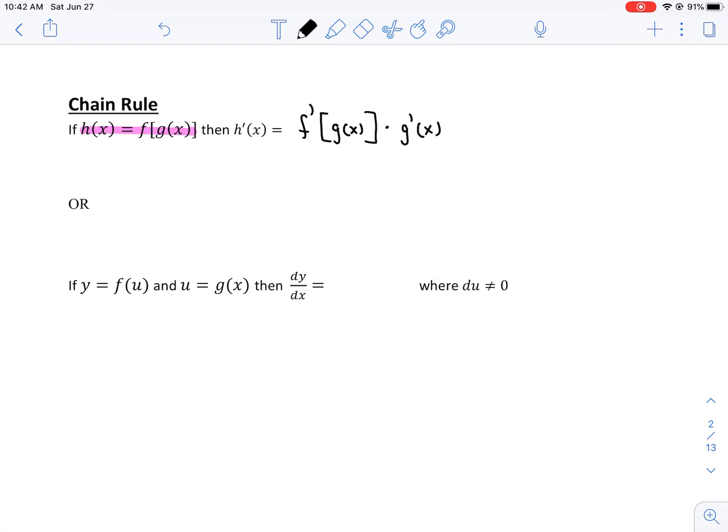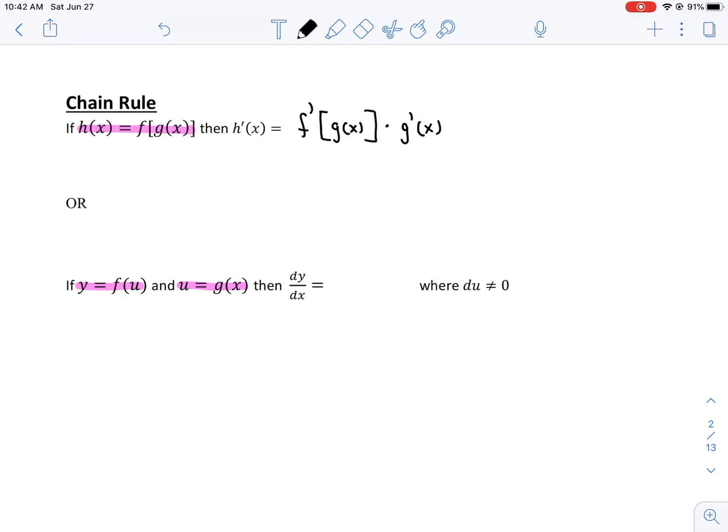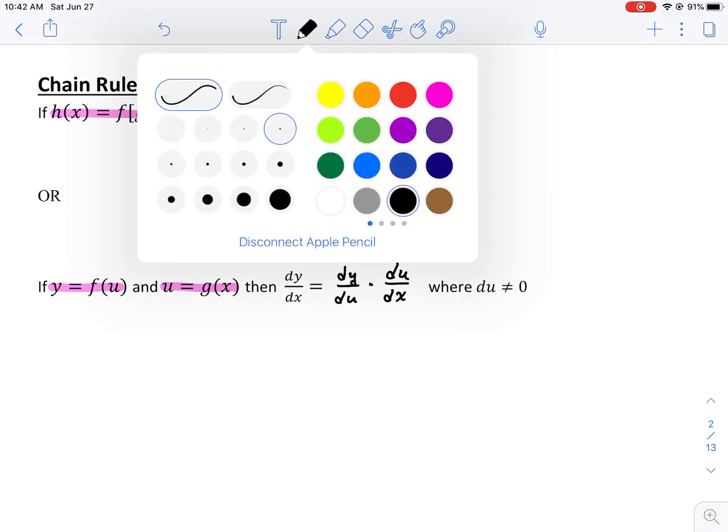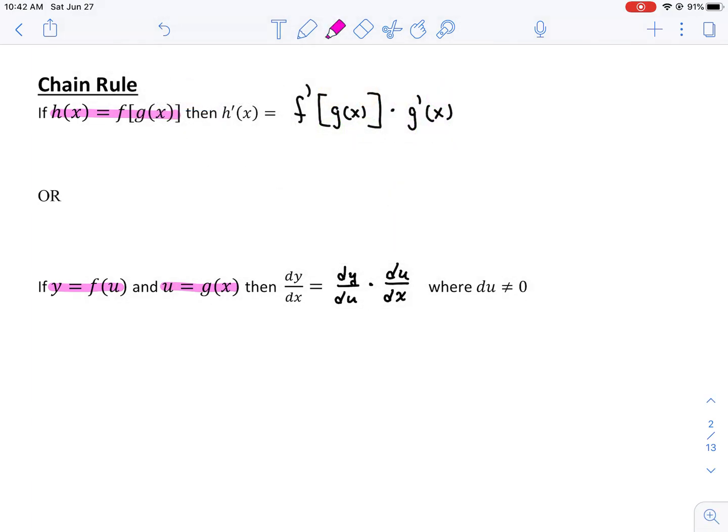There's another way of explaining the chain rule. It says if y is equal to f of u and u is equal to g of x, then the derivative of y with respect to x is equal to the following. That'll be dy du times du dx, where du does not equal 0, or the change in u does not equal 0.